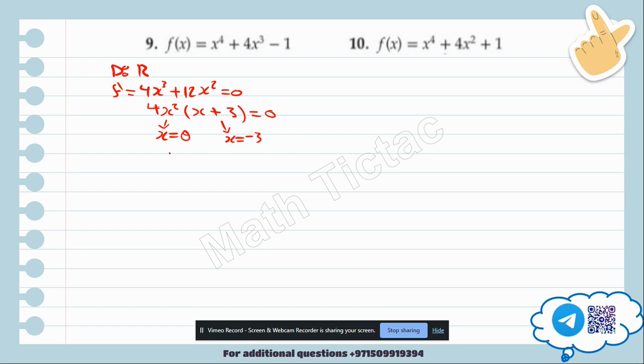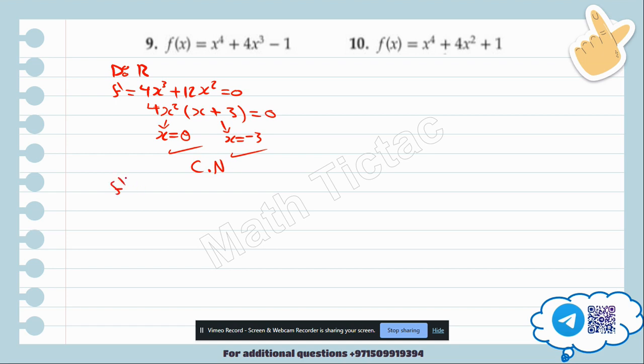Now I will check if they are included or not. The 0 is included, the minus 3 is included. Now let's see, we need to find the critical numbers. So the critical numbers are 0 and minus 3. What about the second derivative test?